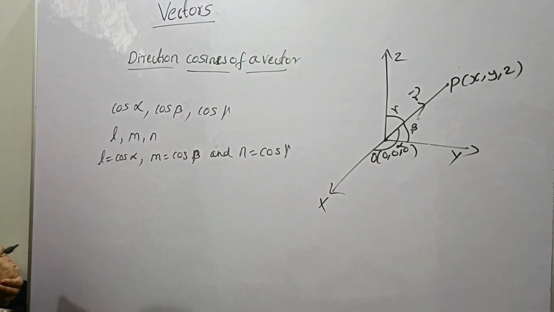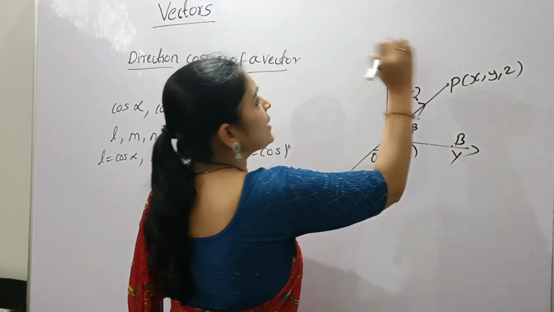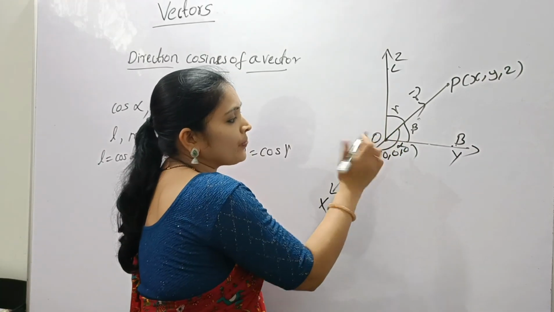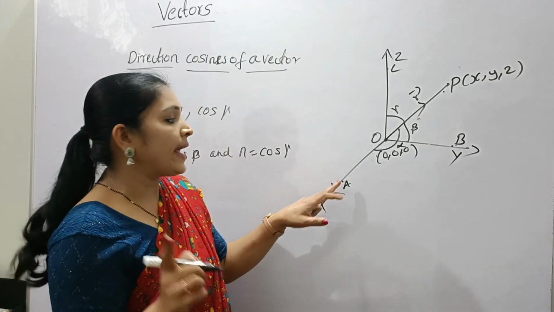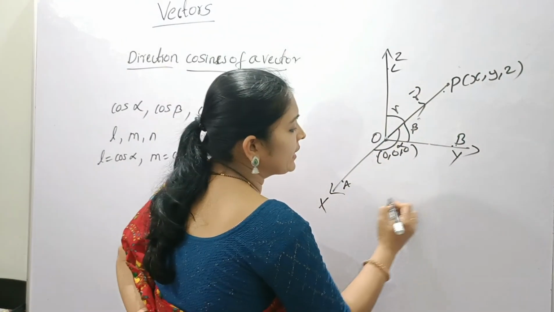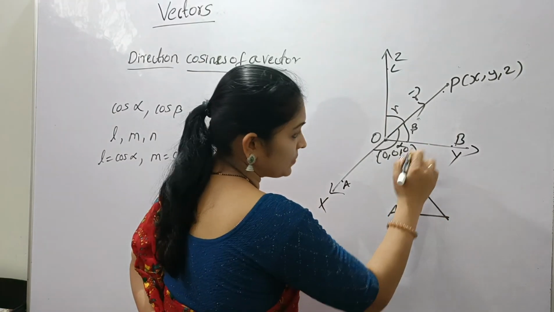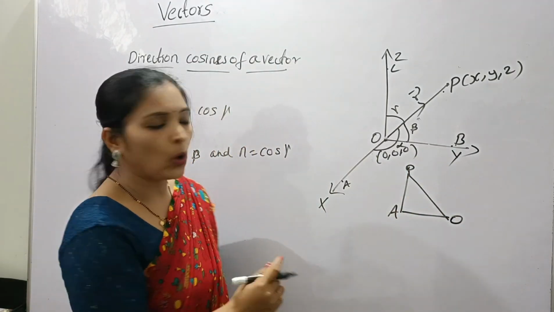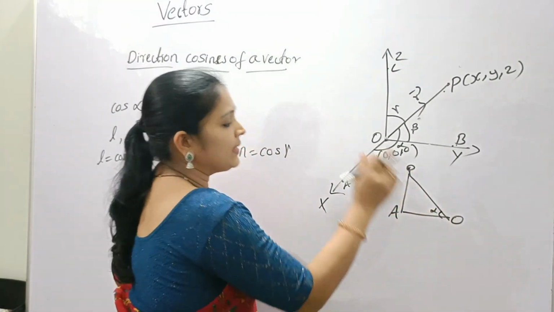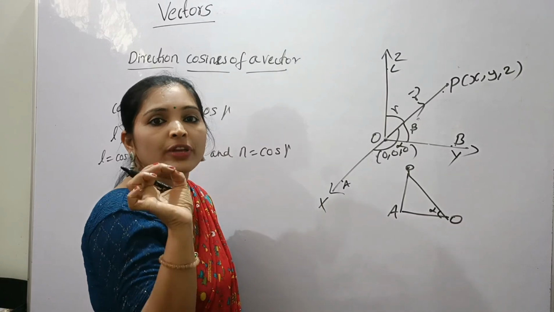Here we can make right angle triangles. We can make the right angle triangle OAP with the right angle at A. Separately I will draw it: here it is A, P, O. Here the angle is alpha, and it is the triangle AOP right angled at A, which means that the angle at A is 90 degrees.